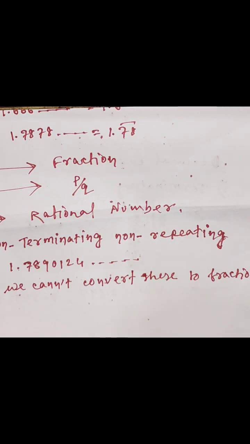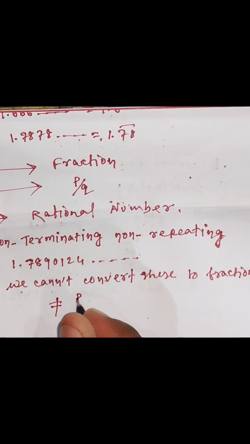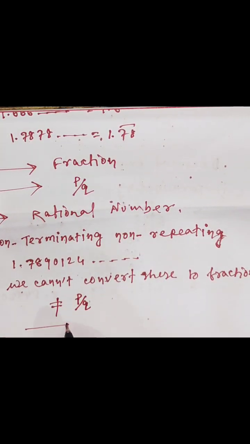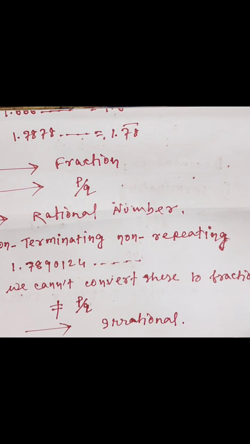So if we can't convert this decimal expansion into a fraction, meaning it can't be written as p by q, we'll conclude that these decimal expansions are always irrational. This will be an irrational number.